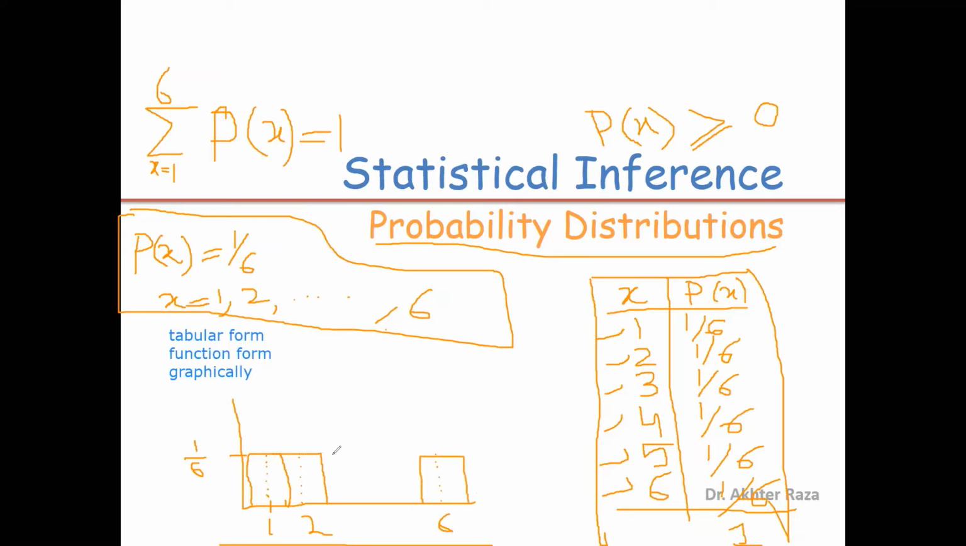This is the homogeneous graph of the same height, which is 1 by 6, because all over there we have it. This is called uniform distribution because the probabilities are uniform, or the probabilities are the same. So this is known as discrete uniform distribution.